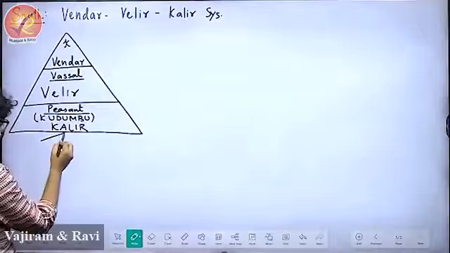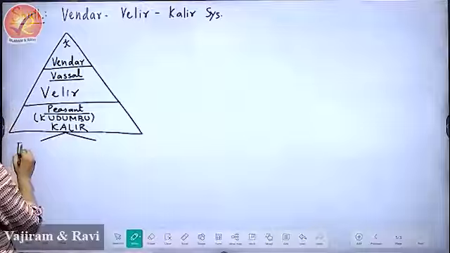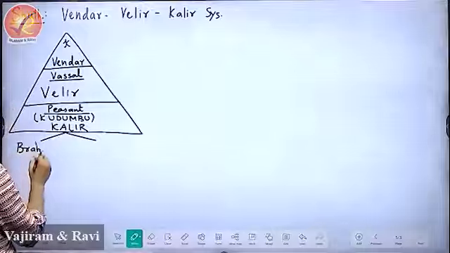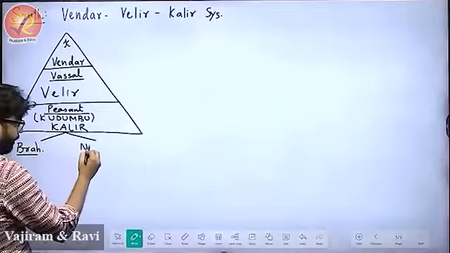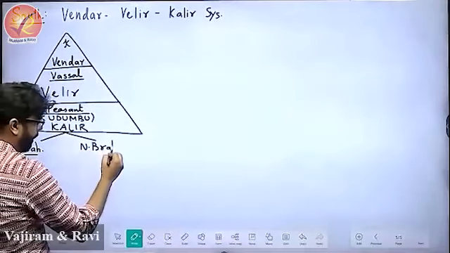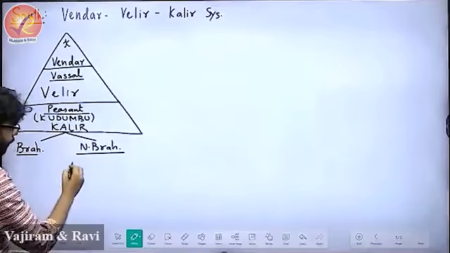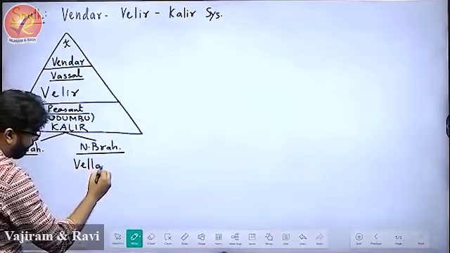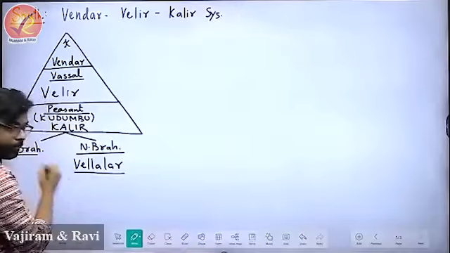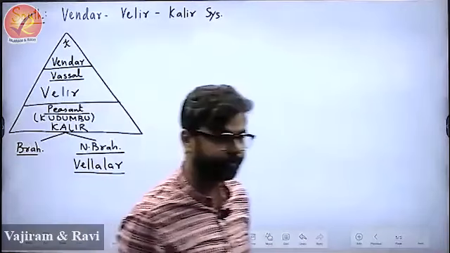This Kalir can be of 2 kinds. They could be Brahmins and they could be non-Brahmins. If you are a non-Brahmin and a landholder, you are a Velallah. Simple.